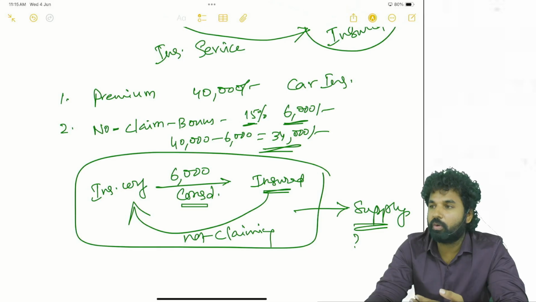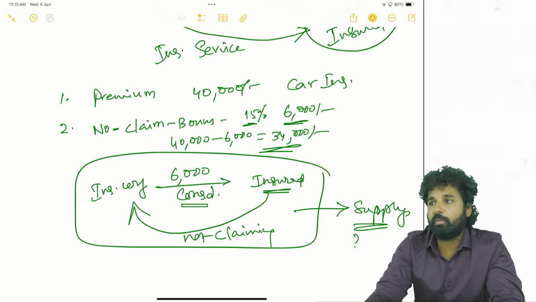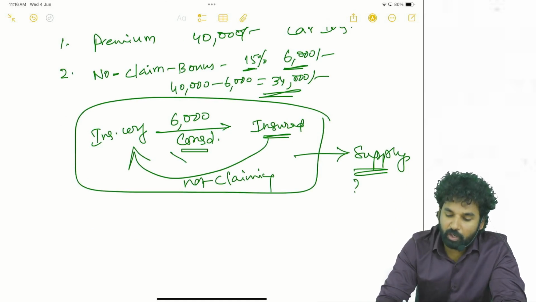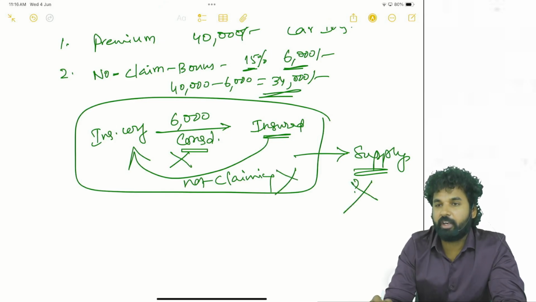If you don't want to claim anything from the insurance company, in order to get the bonus, you have to pay the premium. In order to insure or indemnify from the risk, you have to pay the premium. So there is no agreement between the company and the insured for not claiming, for not taking the claim from the insurance company. There is no such agreement, and hence it will not be treated as a consideration. It will not be treated as a service, and hence it will not be treated as a supply.